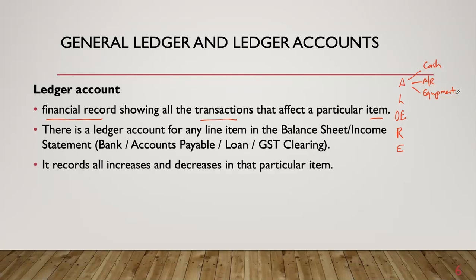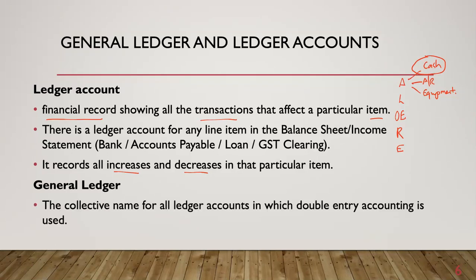All this ledger is doing is giving us a place to record all the increases and decreases of that item. That allows me to know, for example, if I'm going to focus on cash, a really important asset that goes up and down all the time, I should have a record for that particular asset of any time it increases and decreases. And when I say general ledger, this is the collective name for all your ledger accounts.